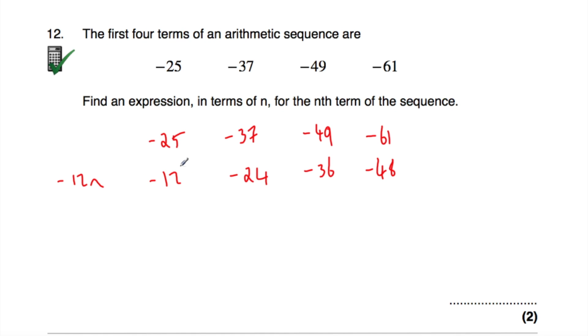Now to get from the numbers in the negative 12 times table to our sequence, to get from negative 12 to negative 25, we're going to have to take away another 13. Because if you're at negative 12 and you want to go down to negative 25, you're going to have to take away 13. To get from negative 24 to negative 37, you're going to have to subtract 13. To get from negative 36 down to negative 49, you're going to have to take away 13. So that means the nth term will be negative 12n subtract 13. And that's it. So that's the nth term of that sequence. Negative 12n subtract 13.